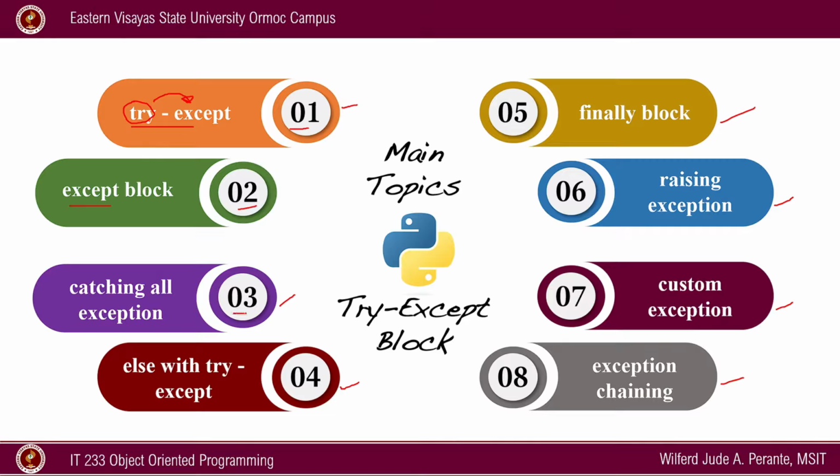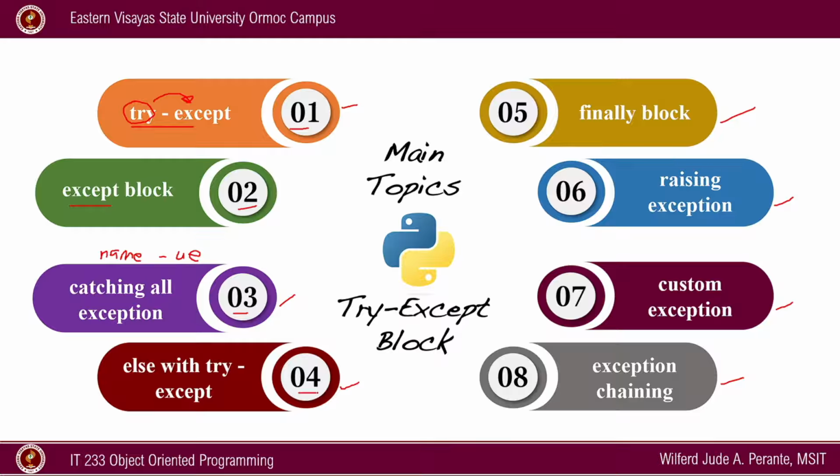So number 3 is catching all exceptions. You can catch all exceptions with a generic except block by omitting the specific exception name. However, this should be used carefully since it can also catch unexpected errors, okay, making the debugging harder.